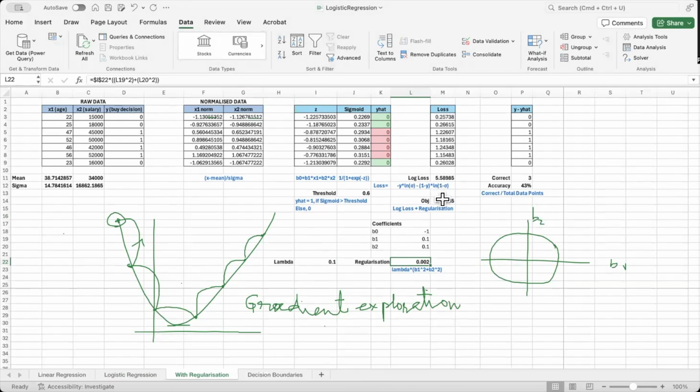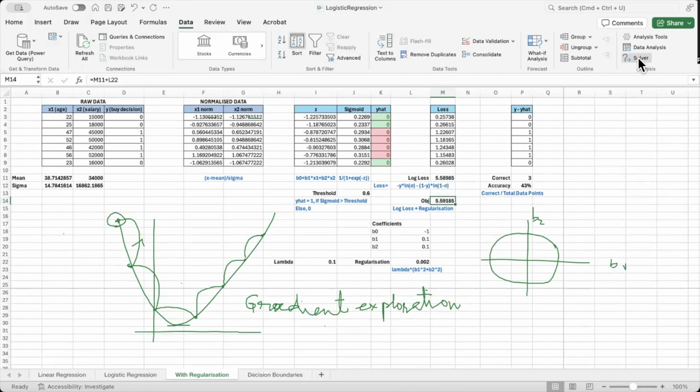And I change my objective function. I use the log loss that I have calculated and add the regularization to that. So this is the log loss plus regularization. Now I will try to minimize the objective function, which is the log loss plus regularization. So let us see what happens.